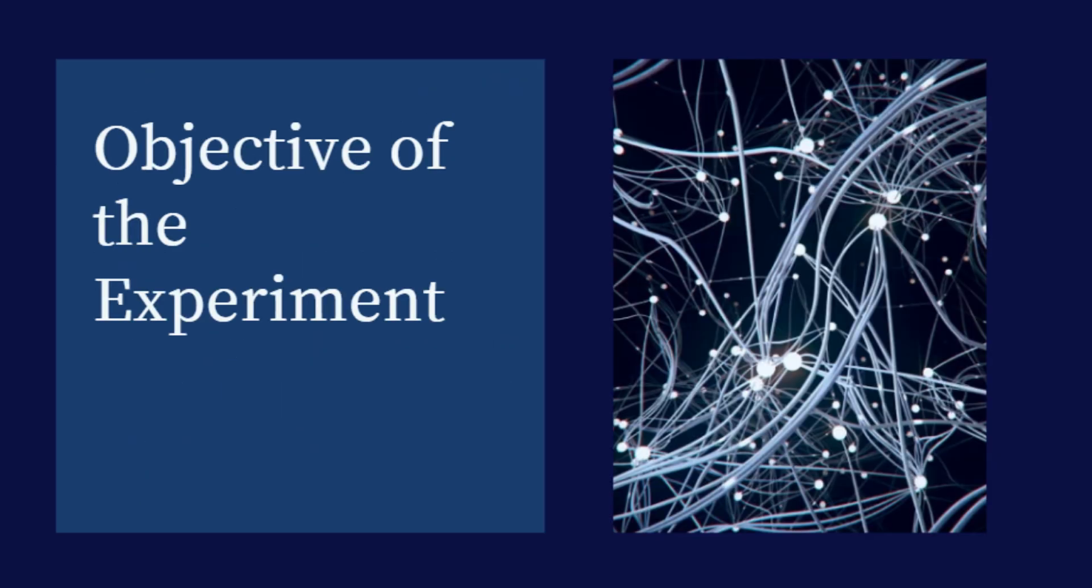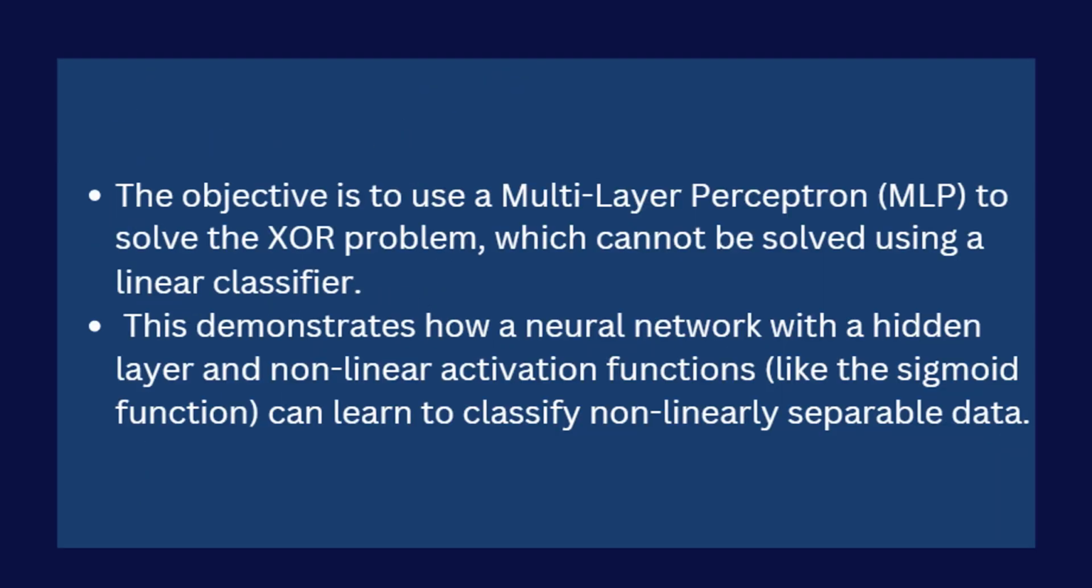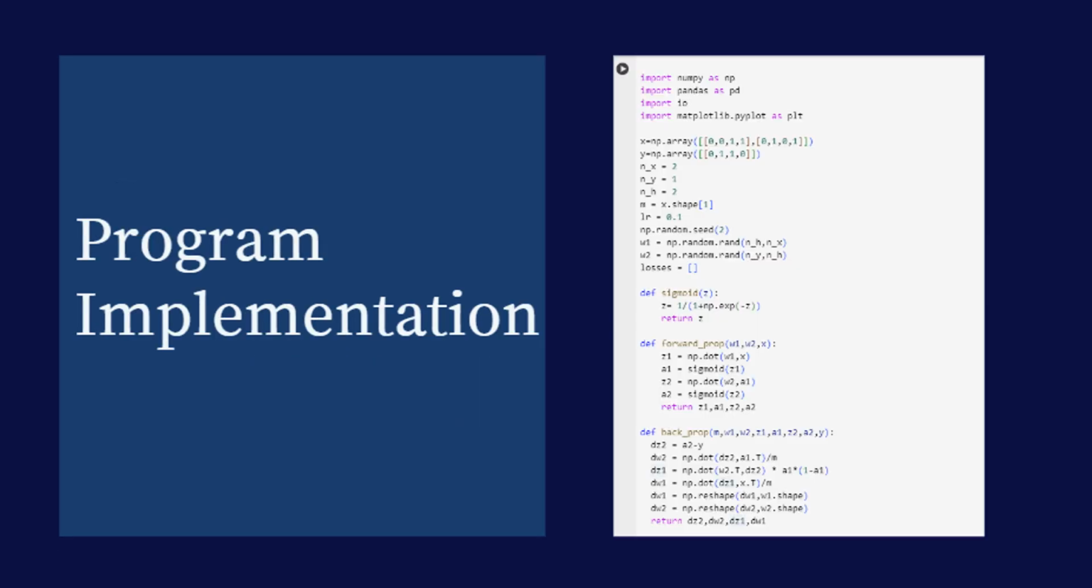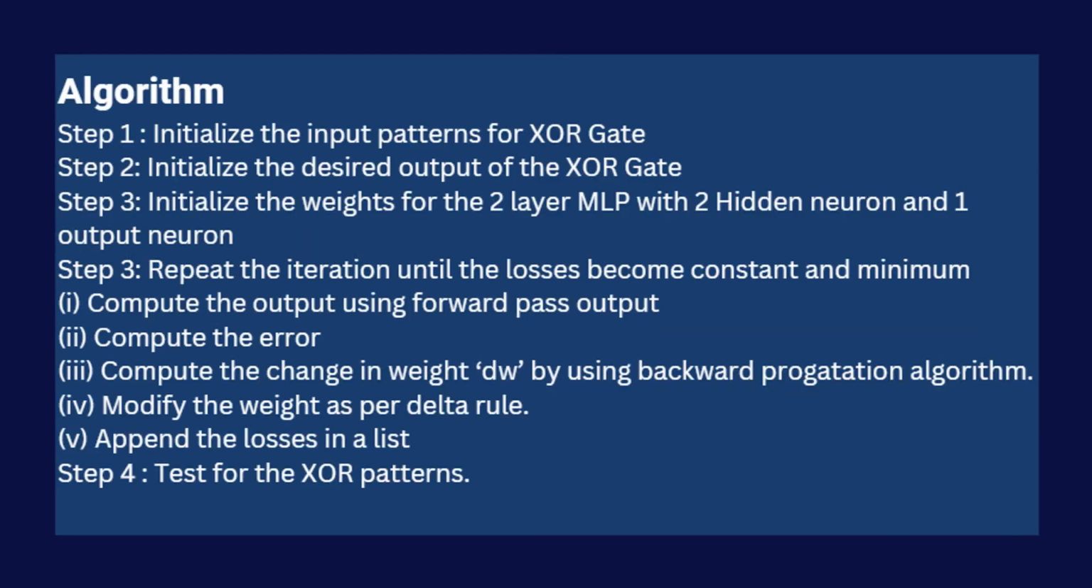So, objective of the experiment. The objective is to use MLP to solve the XOR problem, which cannot be solved using a linear classifier. This demonstrates how a neural network with a hidden layer and nonlinear activation functions can learn to classify non-linearly separable data. Program implementation. When it comes to program implementation, the first and foremost thing is the algorithm. So here is an algorithm for our program.